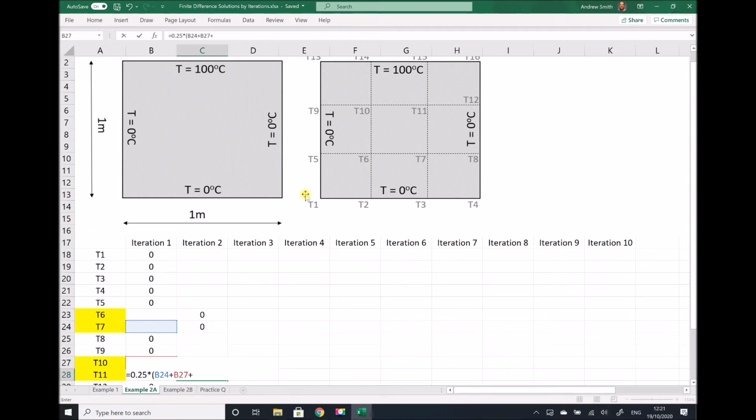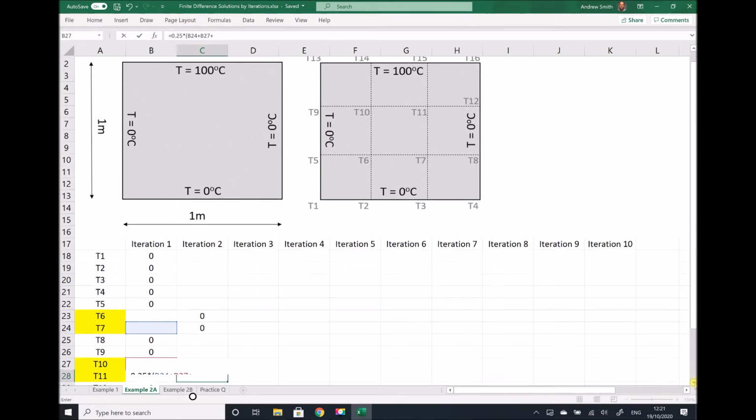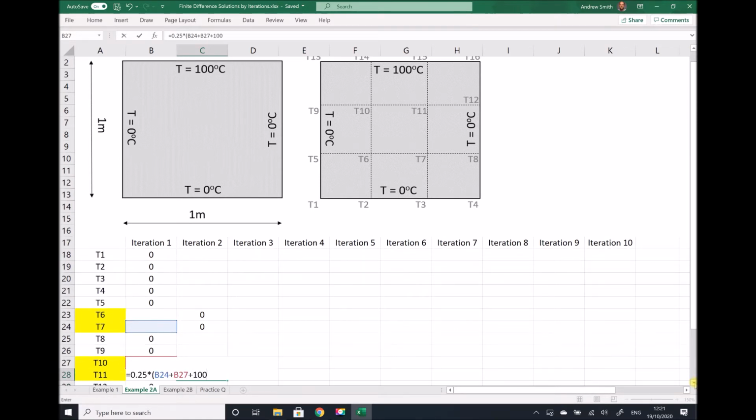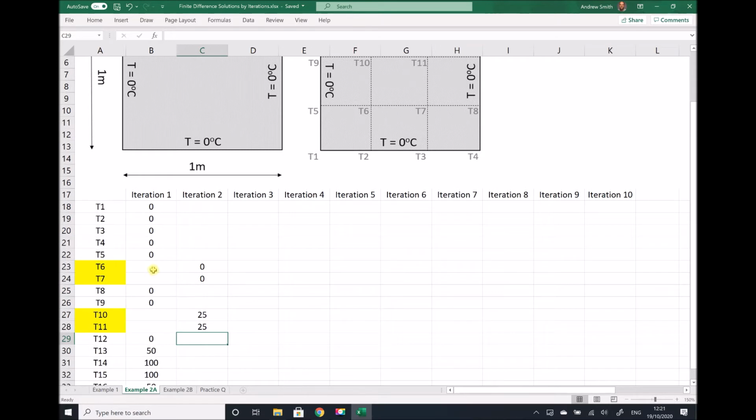T12 we know is 0, so I don't need to add that in. And T15 we know is 100, so I do need to add that one in. So plus 100. Okay, so we have our formulas set up. What we haven't yet done is assign initial values to T6, T7, T10 and T11.